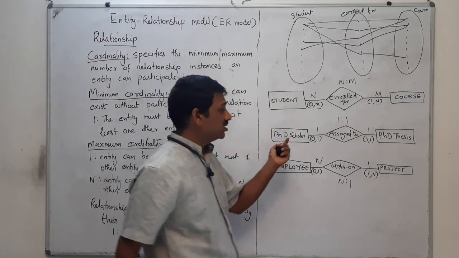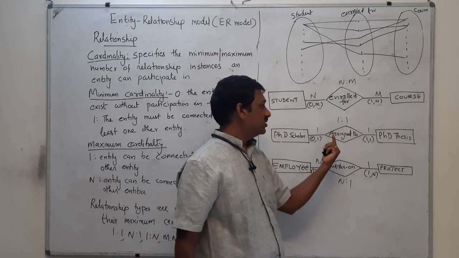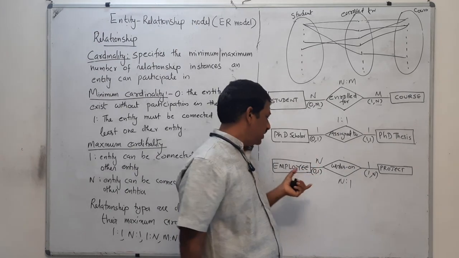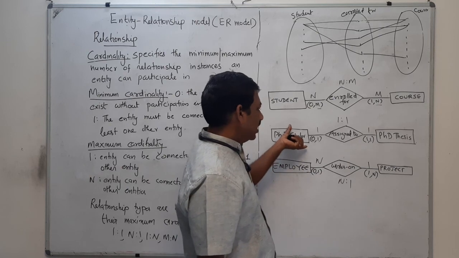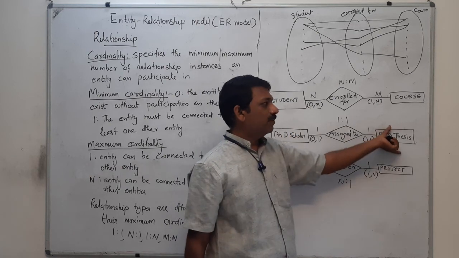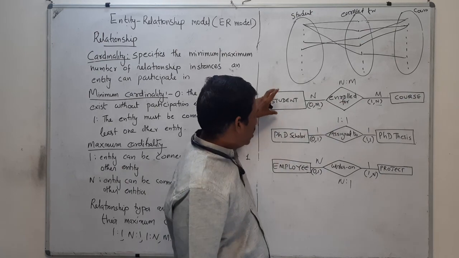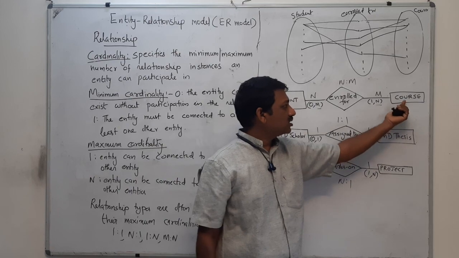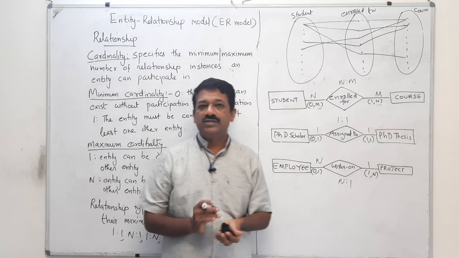Or in other terms, this is many to many, this is 1 to 1, and this is many to 1 relationship. Many employees are connected to a single project. Here a PhD scholar is assigned to a PhD thesis, and what about this? A student can take part in multiple courses and a course can have multiple students. So it's a many to many relationship.